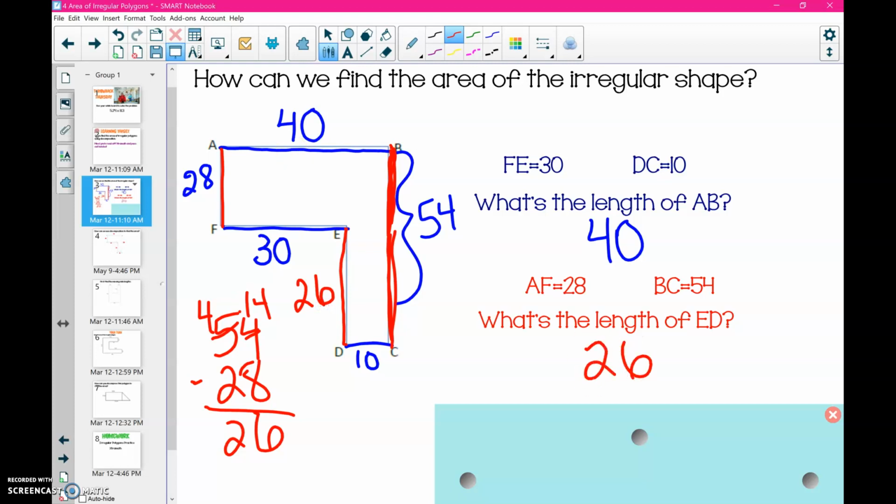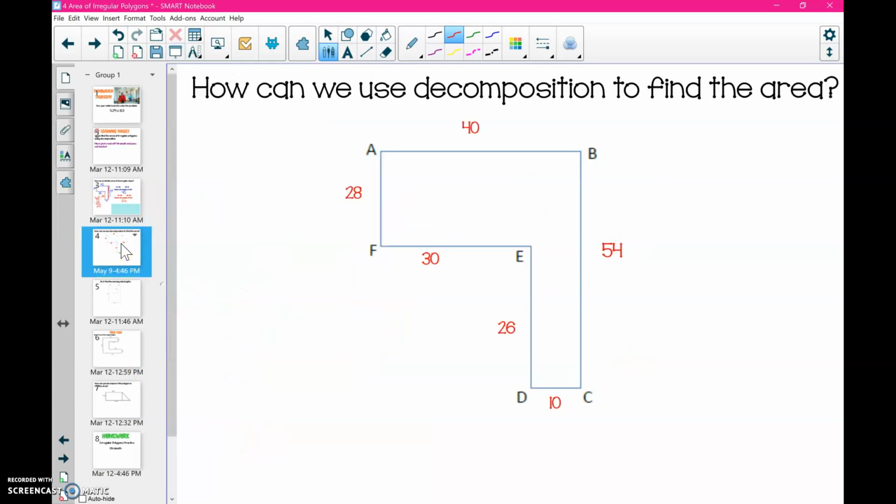Now that we've got all of our measurements labeled, I'm going to go to the next slide where it's all labeled, nice and neat. So there are all of our measurements. Make sure yours is labeled too. Now that we know those lengths, how could we maybe break down this shape to find the area?